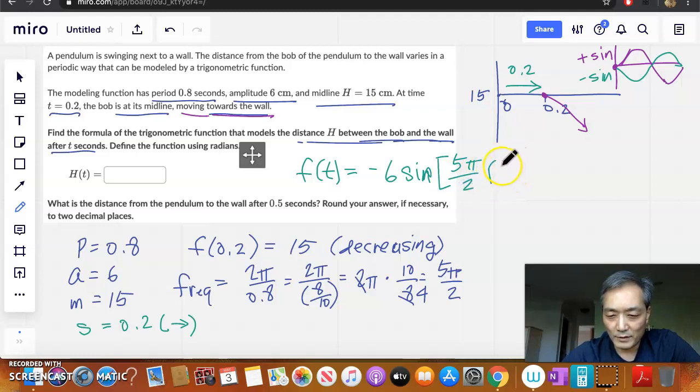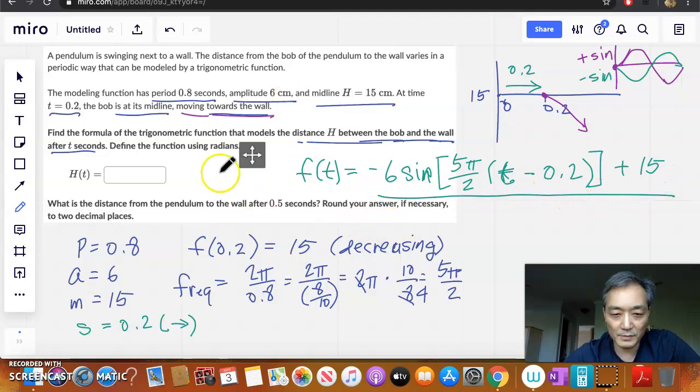parentheses, and now we have our variable t, and we just said there's a shift 0.2 units to the right. So t, this is t, sorry about that, t, and then we're going to the right, so it's minus 0.2. There's our phase shift. Close up the parentheses and the brackets, and then finally your midline, plus 15. And I think we have it. I think this is going to be our function that describes this behavior. Okay, I know it's a lot, but let's type it in and see if we're correct.